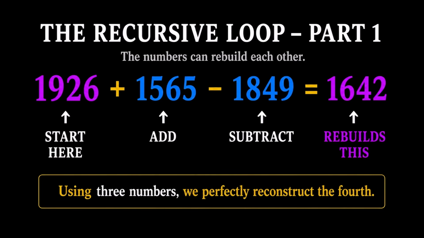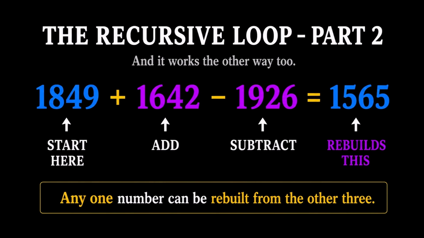Now the pattern becomes even more extraordinary. Watch what happens when we take 3 of the 4 numbers and perform a simple calculation. We begin with 1926, Esther's first letter position. We add 1565, the simple gematria numbers of God's name. Then we subtract 1849, the first letter position of God's name. The result is 1642, the simple gematria numbers of Esther's name. This means that 3 of the numbers perfectly reconstruct the 4th number.